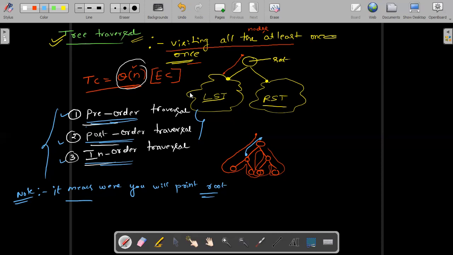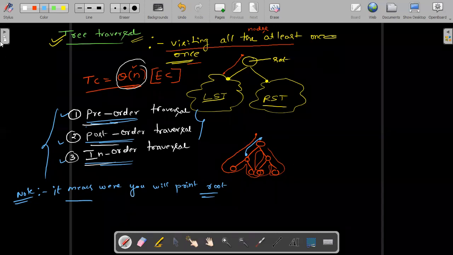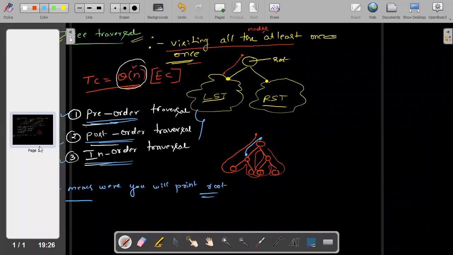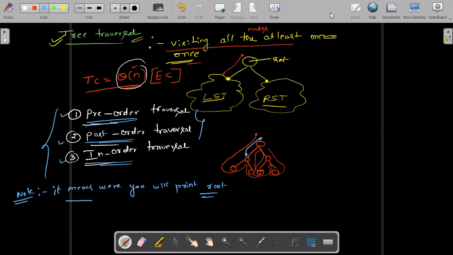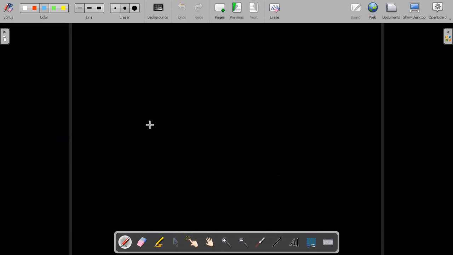I think you are clear. Fine. Let's see one by one what pre-order and post-order are. Now I will write an algorithm, or a program, for pre-order, post-order, and in-order. Very simple, no need to worry. We already discussed trees, so it is easy to understand.